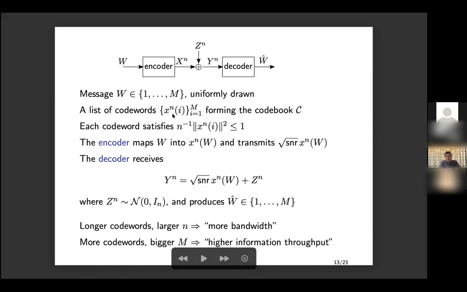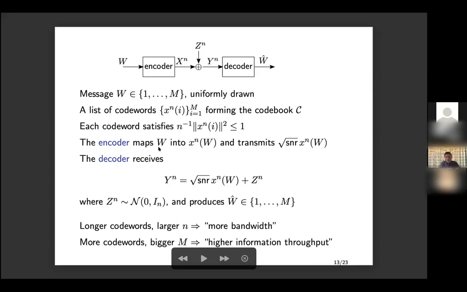To do this, we need a list of possible sequences to transmit, and they are called the code words. So inside the encoder, you have a list of sequences, one for each possible value of W, and when you see a certain W, you transmit the corresponding code word. And this list is called the code book. Each code word satisfies a power constraint. Otherwise, we could just use infinite power and the noise wouldn't matter. We don't need to go into the details of the power constraint, but each code word satisfies a second order power constraint.